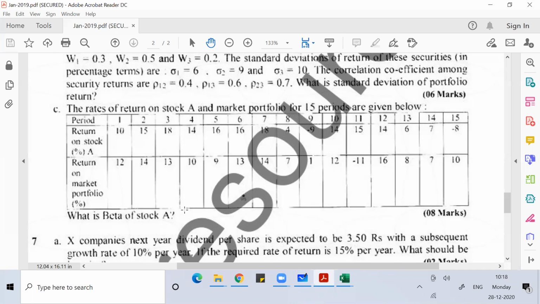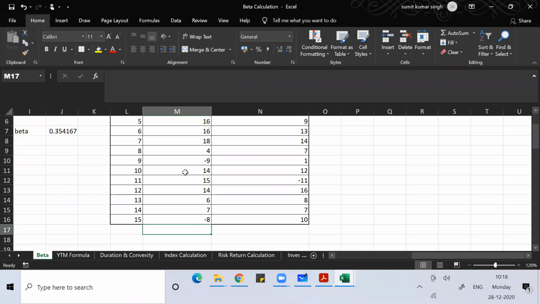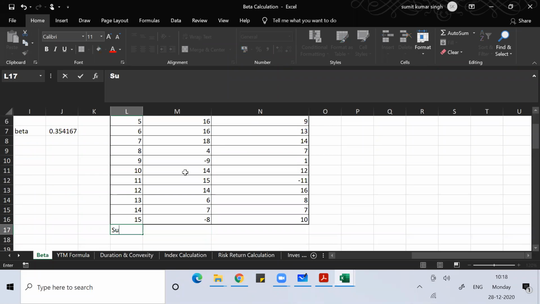I guess everyone has written down this problem. So what I'll do here first, let's find the sum.